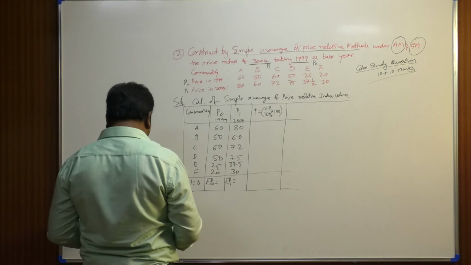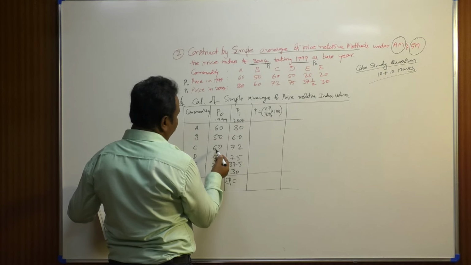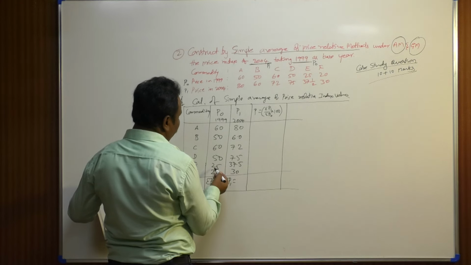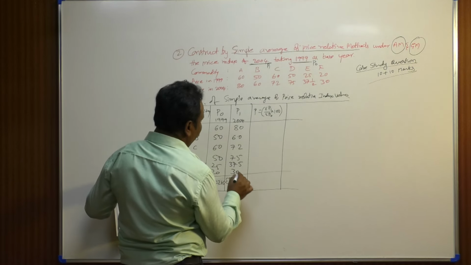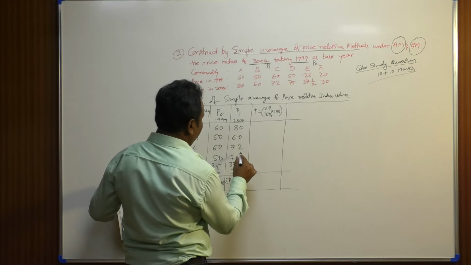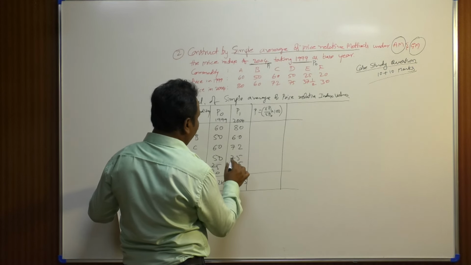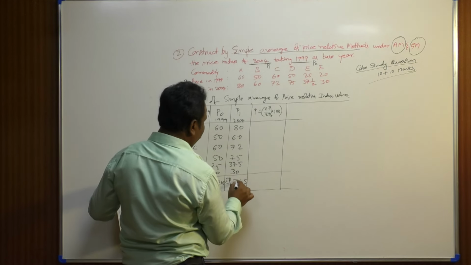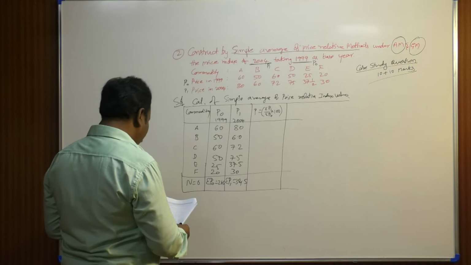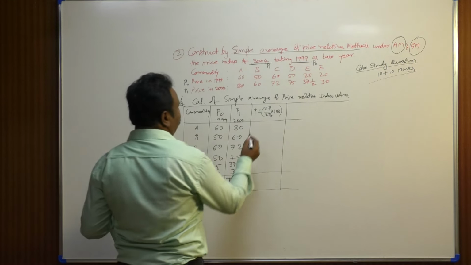Now, the total of these: 110, 170, 120, 120, 220, 220, 260, 265, and 0.5, giving 354.5. Now calculate the P value, the price relatives.